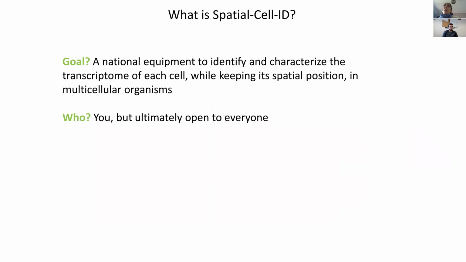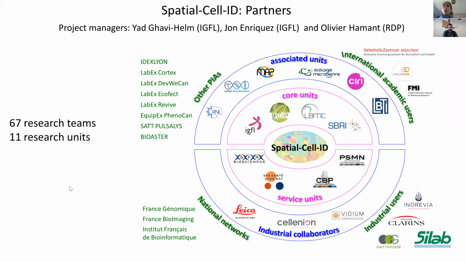So what is Spatial-Cell-ID? Spatial-Cell-ID is meant to be a national equipment to identify and characterize the transcriptome of each single cell while keeping its spatial position in a big variety of different multicellular organisms. So who is going to benefit from that? Obviously you, because you are here, but ultimately we want to open this to everyone, so it will be really a national platform.